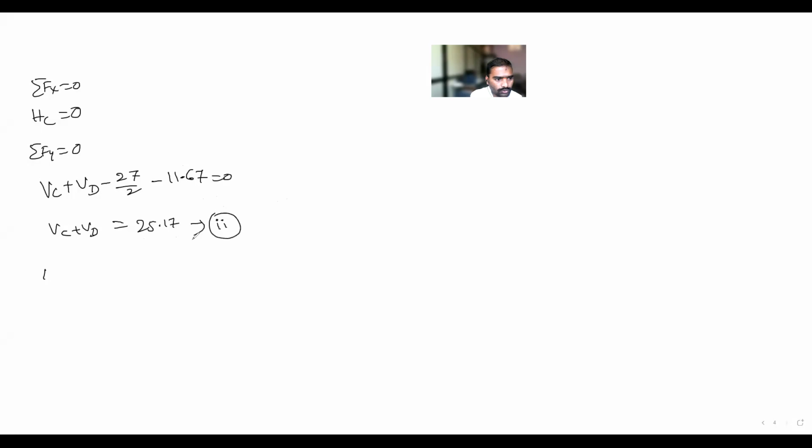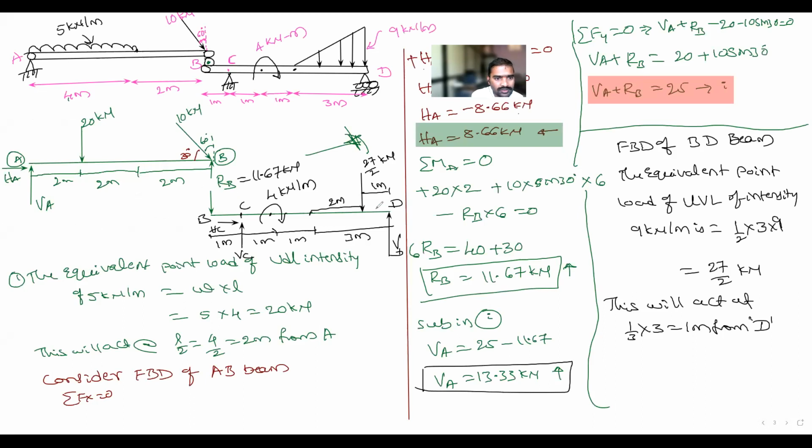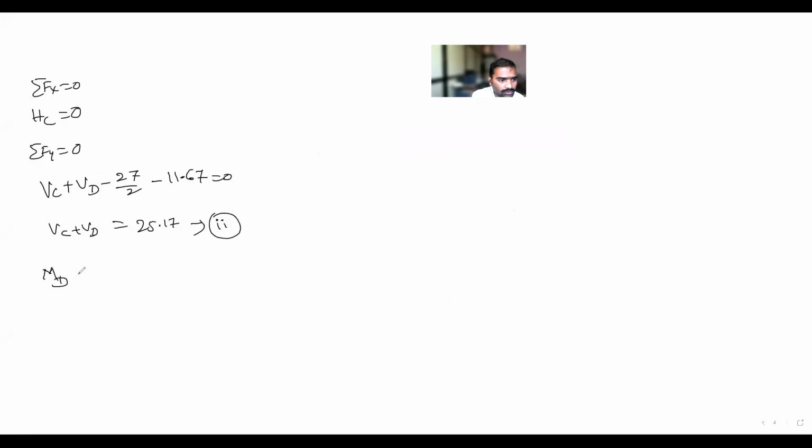Okay, equation number 2. Next, find the moment about which point you will take, whether C or D. C may be 0, D may be 0, so you can take any one. I will take moment about D. So moment about D is equal to 0, so that you will get the VC value. VC is equal to 15.904 kilonewton.